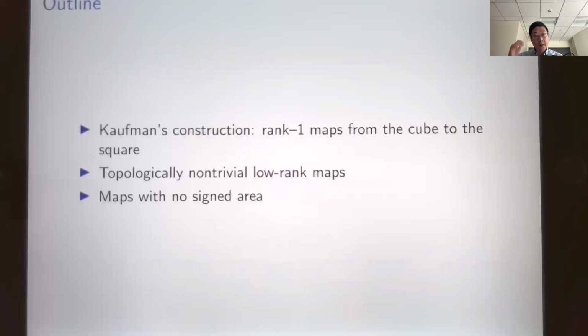And so this sort of originates in a construction of Kaufman from the 70s of rank one maps from the cube to the square. And then I want to apply it to a couple other contexts. I want to apply it to topologically non-trivial low rank maps, and I want to apply it to construct maps that have no signed area. And so let me start just by describing Kaufman's construction.